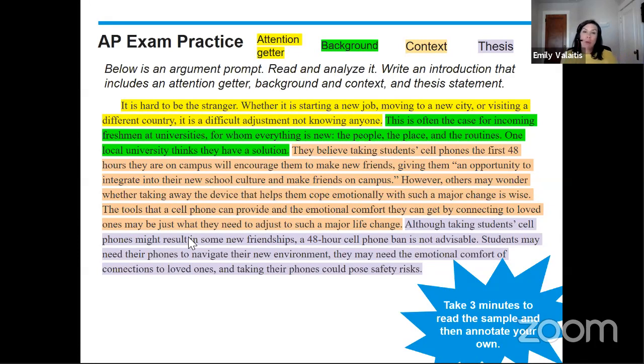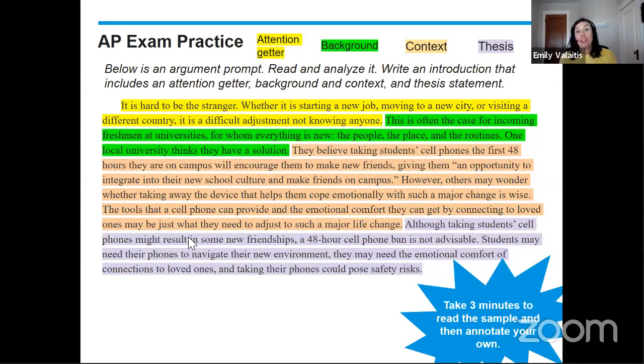Again, I'm assuming that the language won't be the same. The ideas, the position might not be the same, but are you taking a position or a stance like you see here in this thesis? So you might want to pause again if you need to just think about the extent to which your sample, your introduction matches the sample.